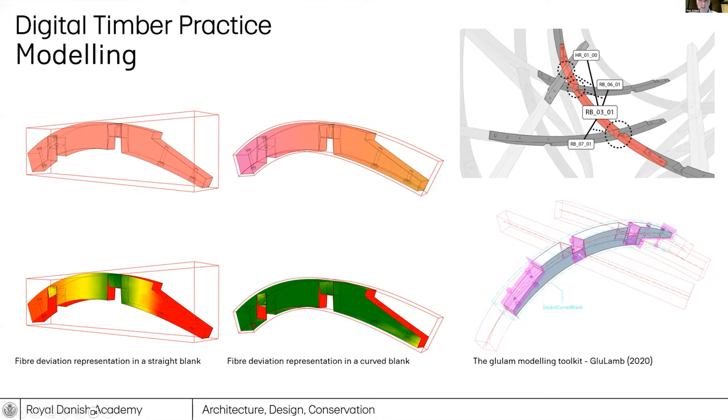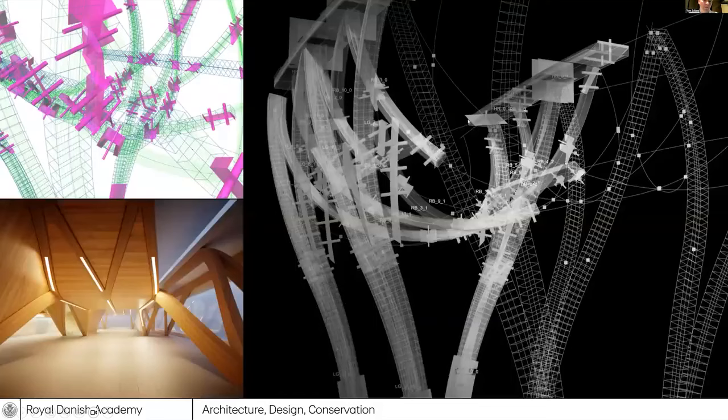That eventually all coalesced into a toolkit called GlueLam, which is also a plugin for Grasshopper, as well as an API to speed up the modeling of complex timber structures and joints, and has been used in several projects since. So here is just some imagery from some of the development and some of the uses of that toolkit.